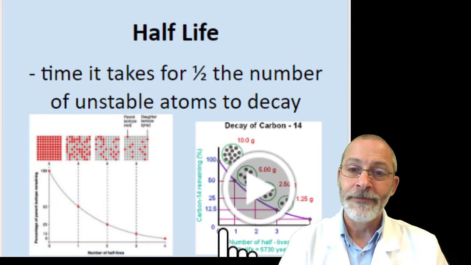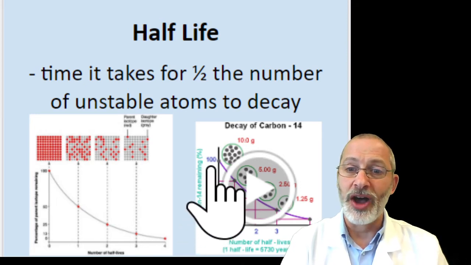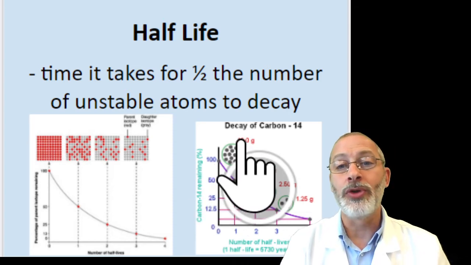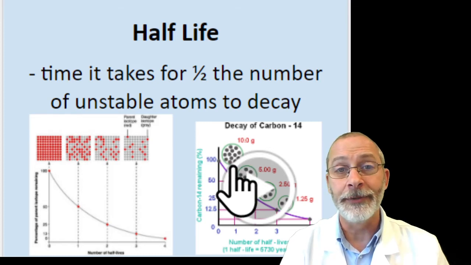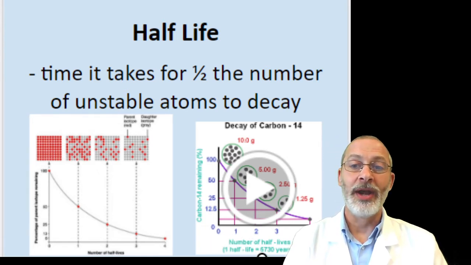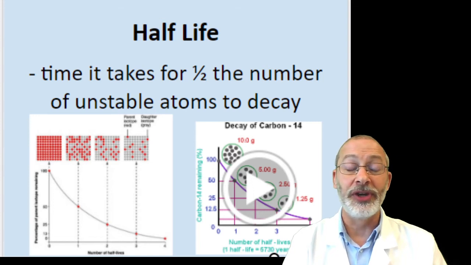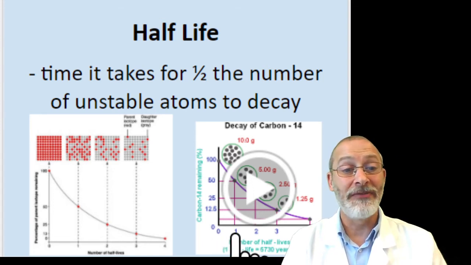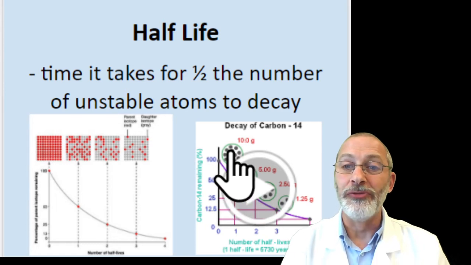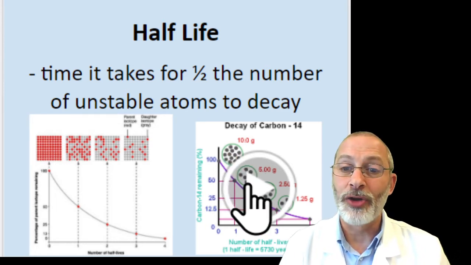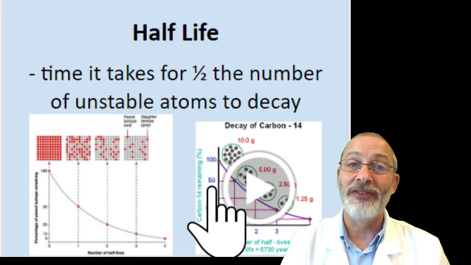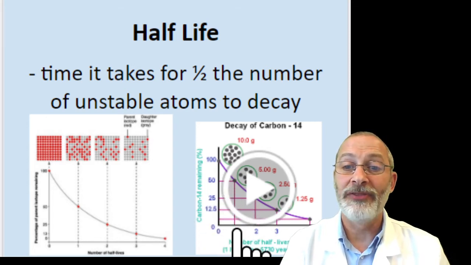Well, what that means is if a particular sample starts off with a 100% concentration of carbon-14, and we'll call that 100 grams of carbon-14, and after one half-life on our graph, and one half-life is 5,730 years, so after 5,730 years' time, half of the original amount of that carbon-14 is left, or 50% of that radioactive element is left after one half-life.